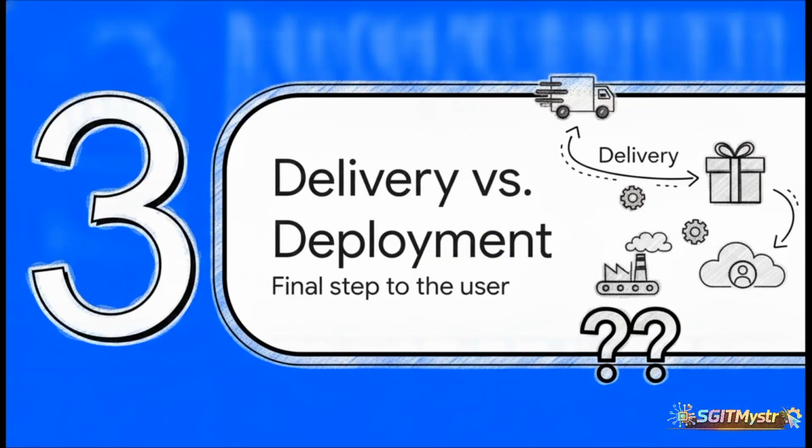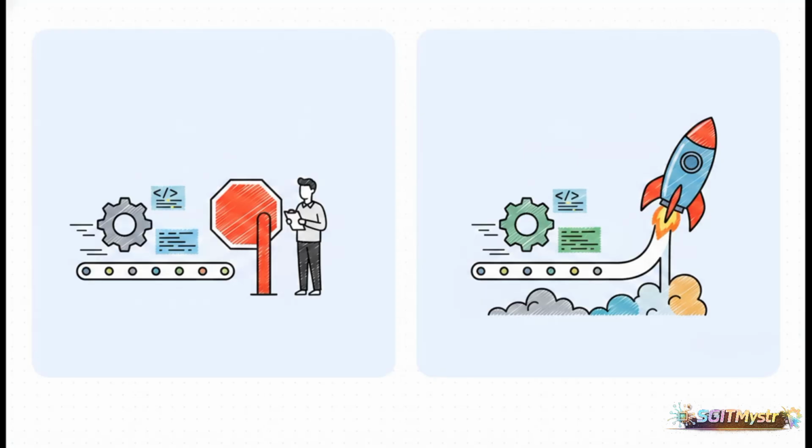Moving to Section 3, delivery versus continuous deployment, the final step to the user. Now, what's really interesting is how often people get this next part confused, but the distinction is actually super simple when we look at that final step to the end user. In continuous delivery, your code is automatically built, tested, and deployed to a staging environment for a final look, but it stops there. It absolutely requires a manual approval from a manager before it goes to production.